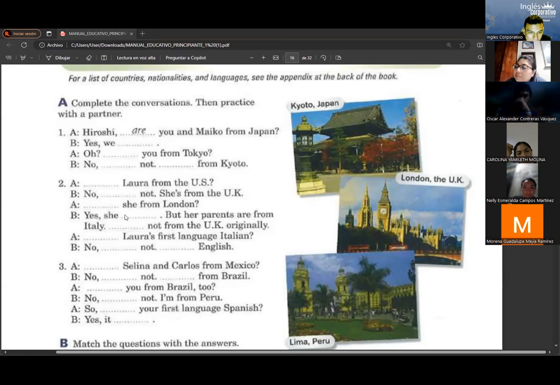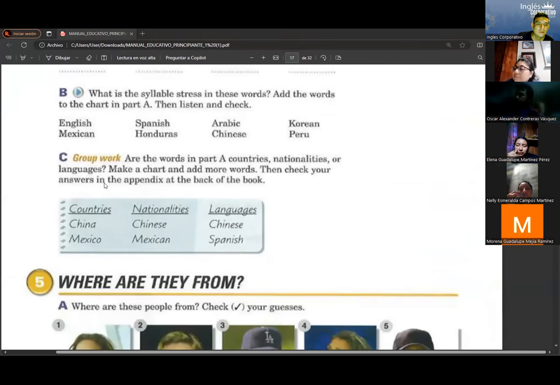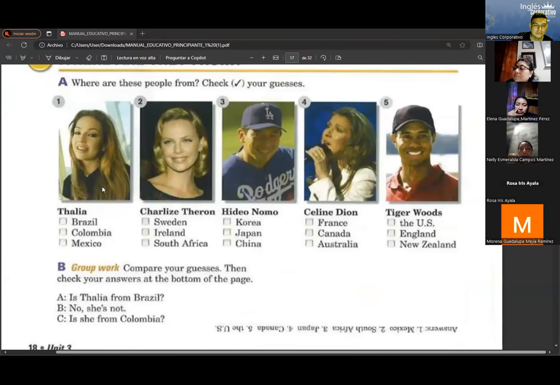Okay, next. Number three. Are Selena and Carlos from Mexico? No. They are from Brazil. Are you from Brazil too? No, I am not. I am from Peru. Is your first language Spanish? Yes, it is. Very good. Okay. Pronunciation.